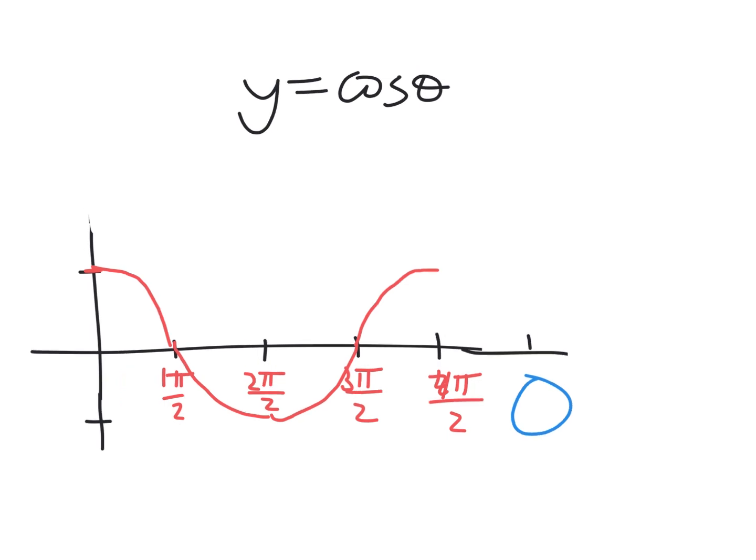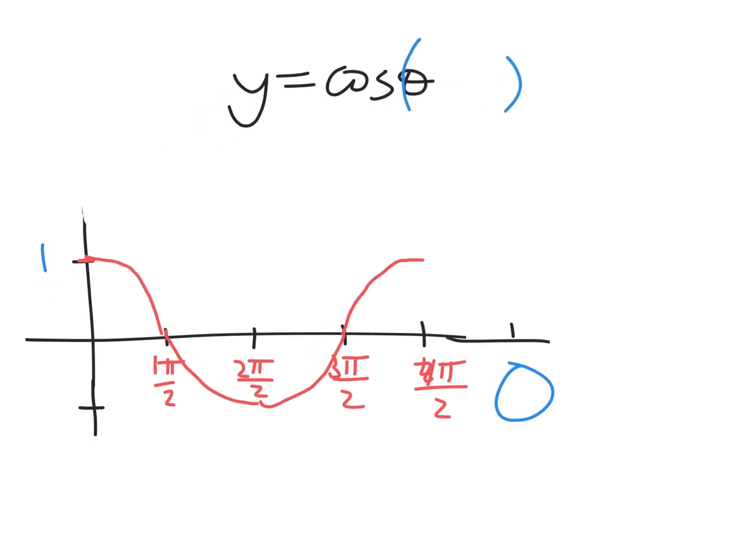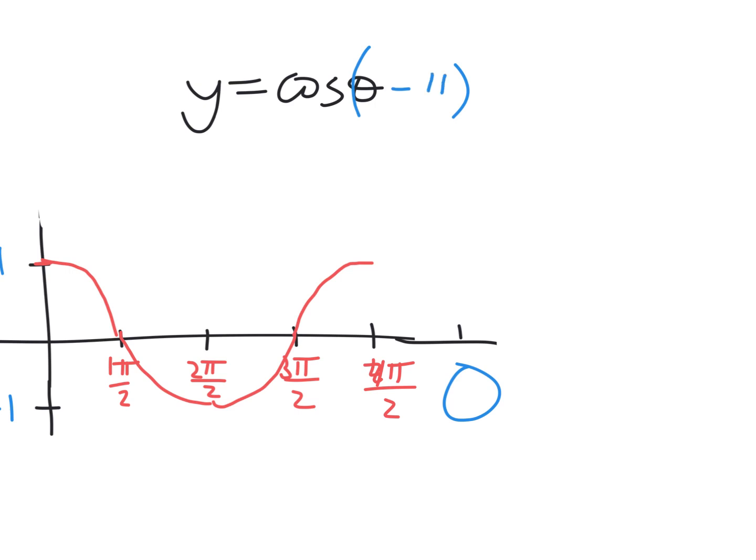Okay, now I just said we're going to shift it. So let's do that. Everybody put a parenthesis around here. Oh, wait, I also forgot to label this as 1 and -1. Okay. And let's move this thing minus pi over 2.